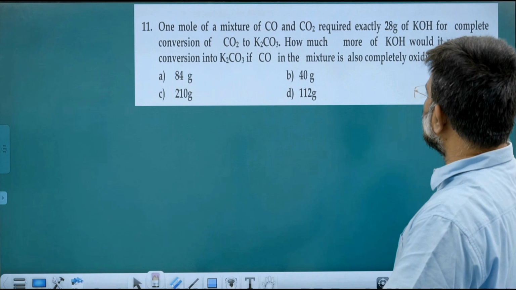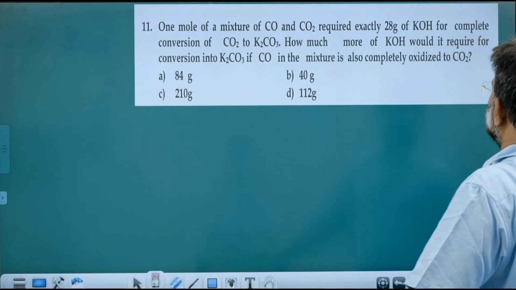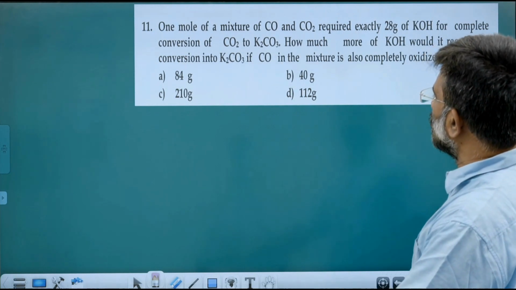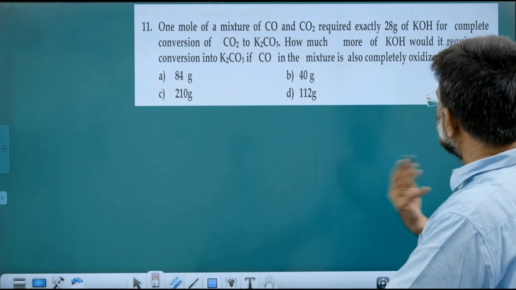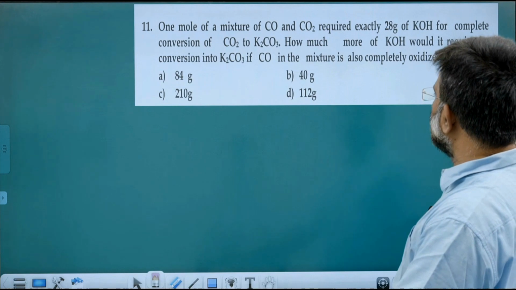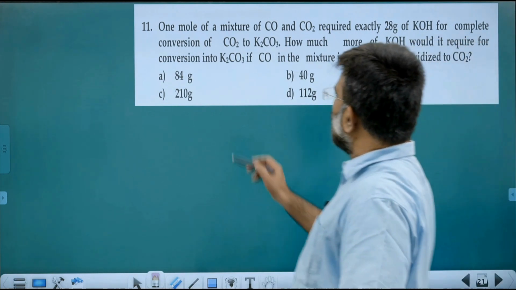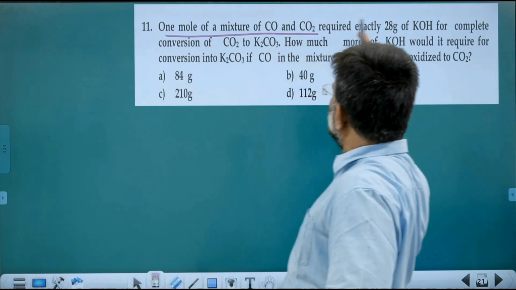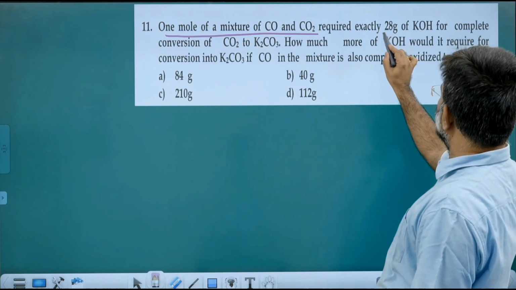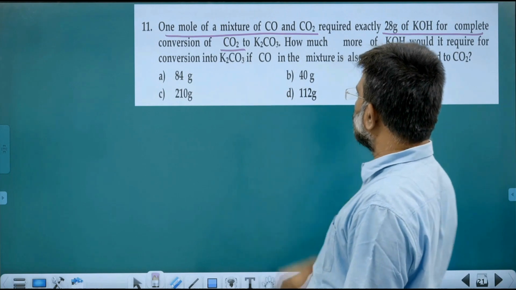A 1 mole mixture of carbon monoxide and carbon dioxide required exactly 28 gram KOH for complete conversion of carbon dioxide to potassium carbonate. How much more KOH would it require for the conversion to potassium carbonate if CO in the mixture is also completely oxidized to CO2? See, you have a 1 mole mixture of CO and CO2, and that requires 28 gram KOH for complete conversion of CO2.